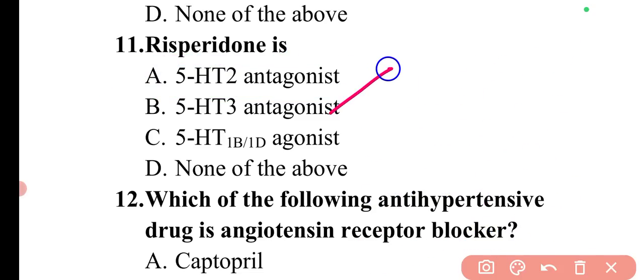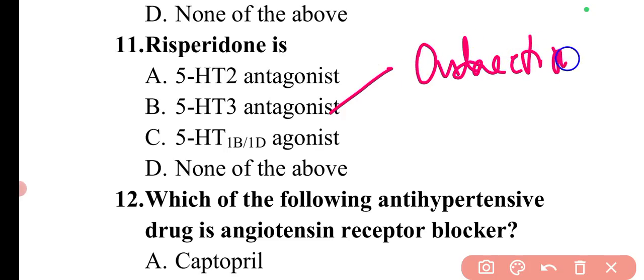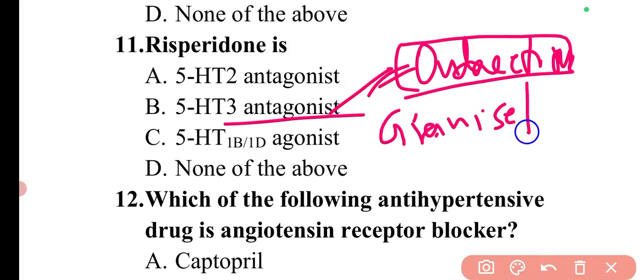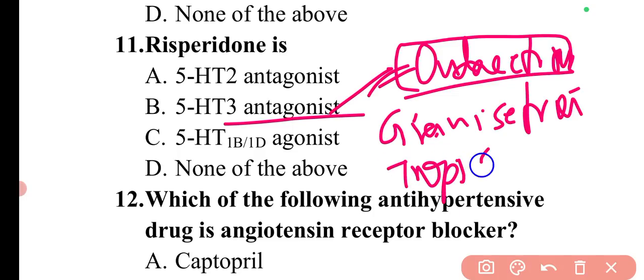Then talking about 5-HT3 antagonist, so this class is very important. So in this class ondansetron drug is there. So this ondansetron is asked many times, like under which category it is coming. So it is 5-HT3 antagonist. Along with this, granisetron, then tropisetron. So these are a few examples of 5-HT3 antagonists.